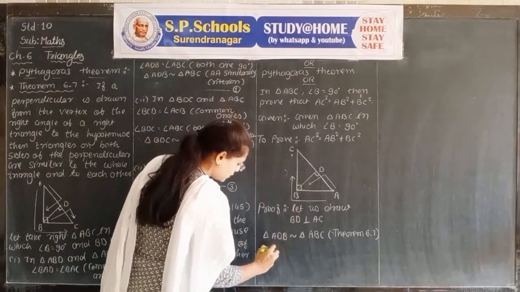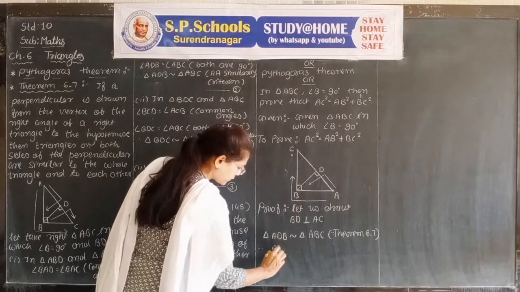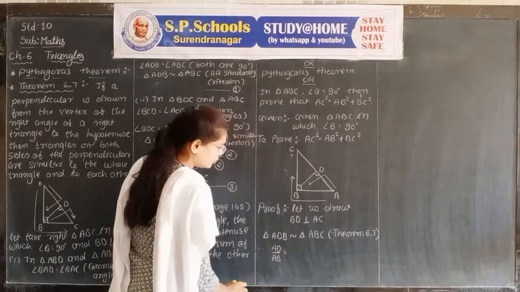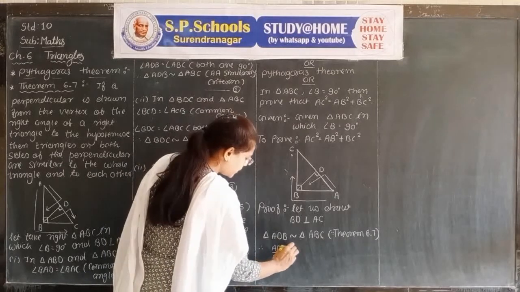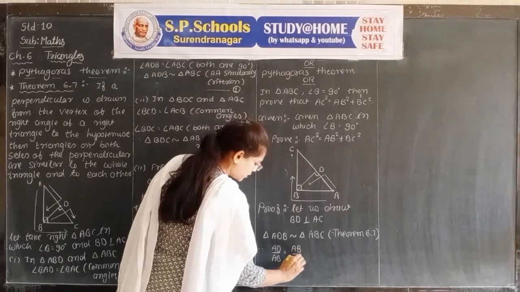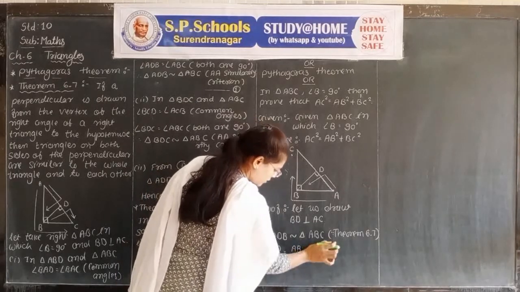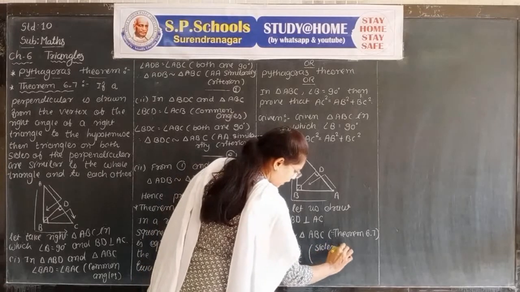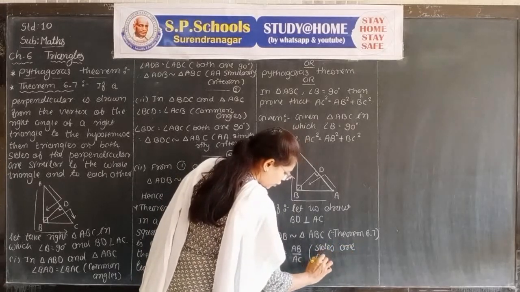That's why the sides are proportional to each other. Don't take BD, first take AD. AD corresponding to AB is equal to AB corresponding to AC. The reason is compulsory: sides are proportional.